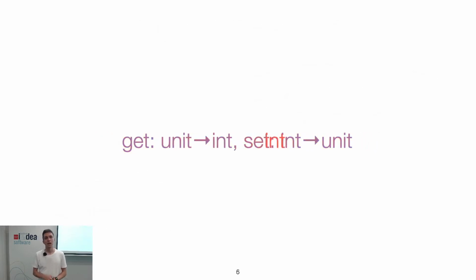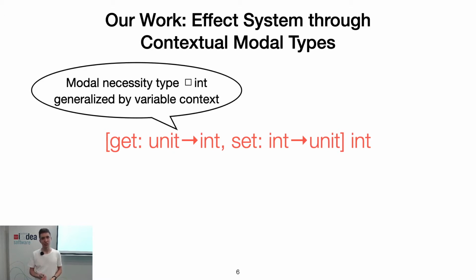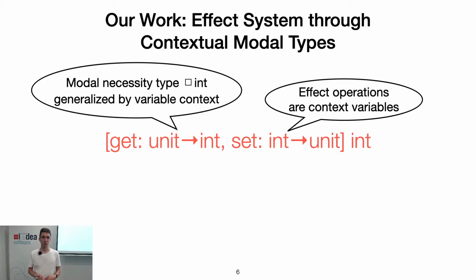And so our idea is to move from a traditional type and effect annotation into a purely typing system and use something called a contextual modal box type. It is a generalization of a simple box type that you might know from modal logic, from linear temporal logic, which is also called a necessity type, for example. And it is generalized by a variable context, where for us, effect operations are variables.